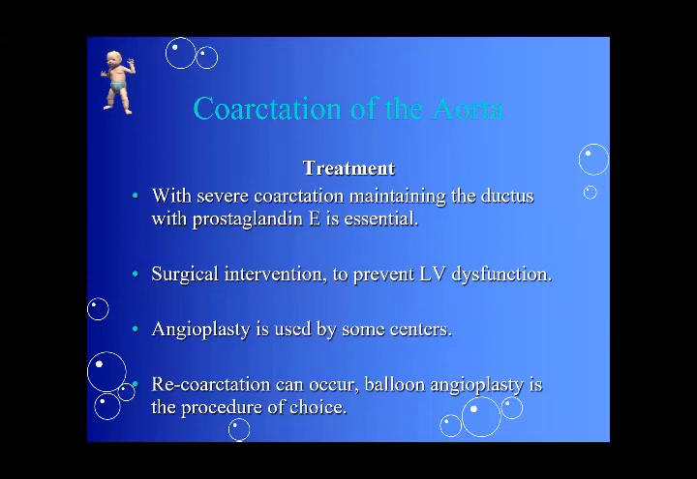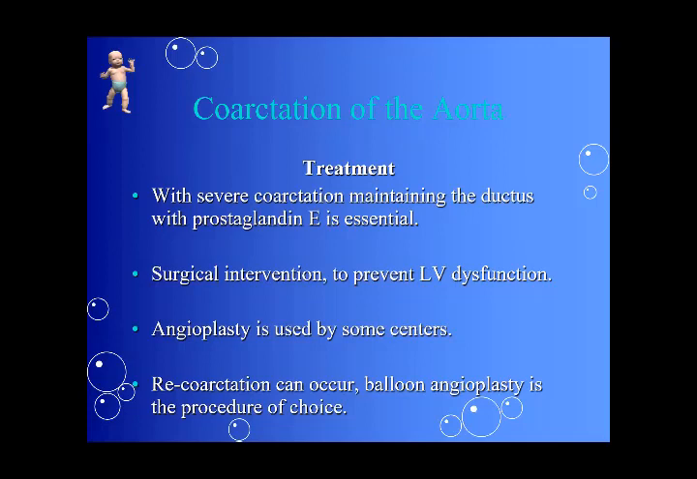So we give prostaglandin E, which is essential in these cases to prevent the closure of the ductus in neonatal life. Surgical intervention is required as soon as you know the patient has a coarctation, to prevent left ventricular dysfunction. If this coarctation is kept for a prolonged period of time, it will lead to left ventricular failure. Angioplasty is usually used by some centers.